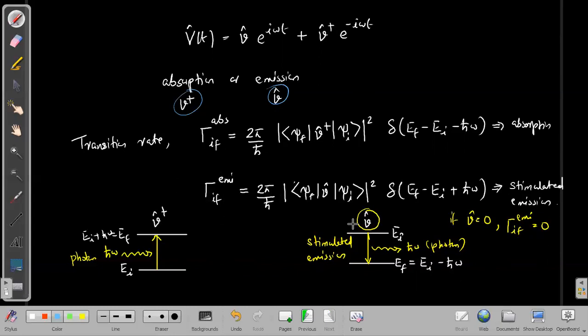This emission is not spontaneous emission. This emission is basically called stimulated emission, because we need an external perturbation in order to have this kind of emission. We don't have the answer to the question of how spontaneous emission occurs, so that we have to discuss in detail. We'll stop our discussion here.